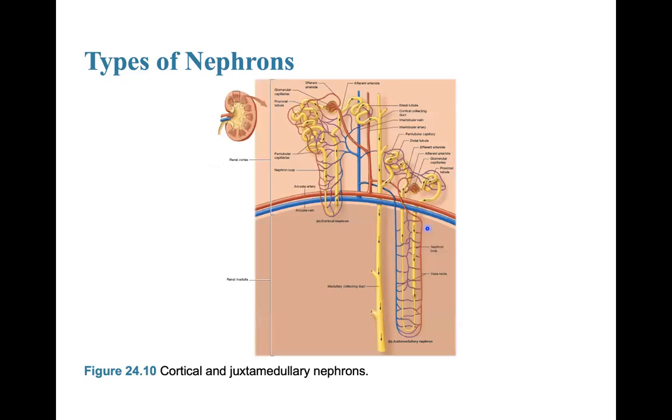And here you can see the difference between the cortical nephron here versus the juxtamedullary nephron here, where you can see it's much deeper into that medullary region.